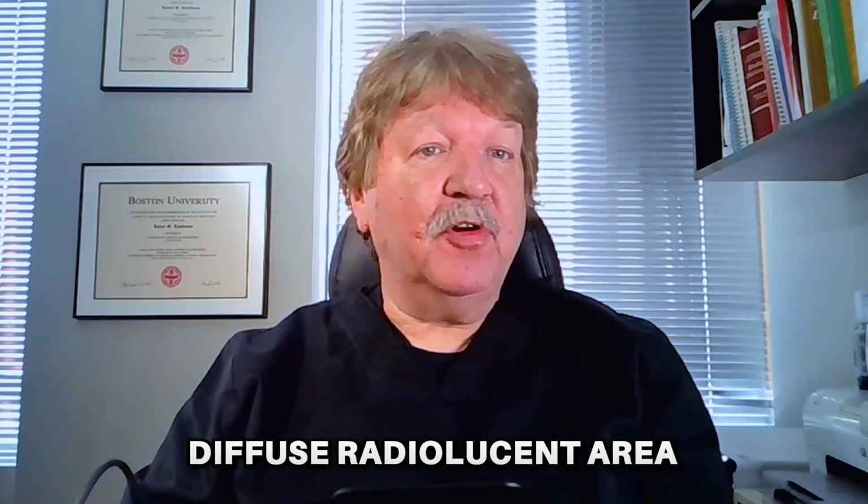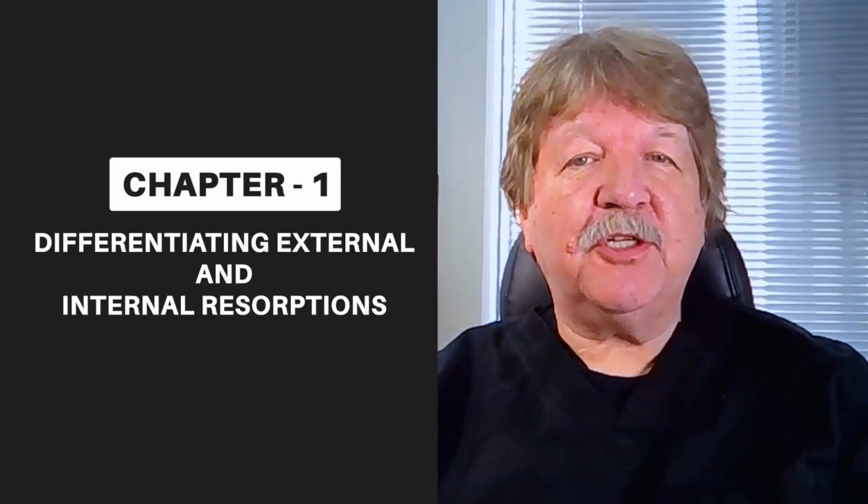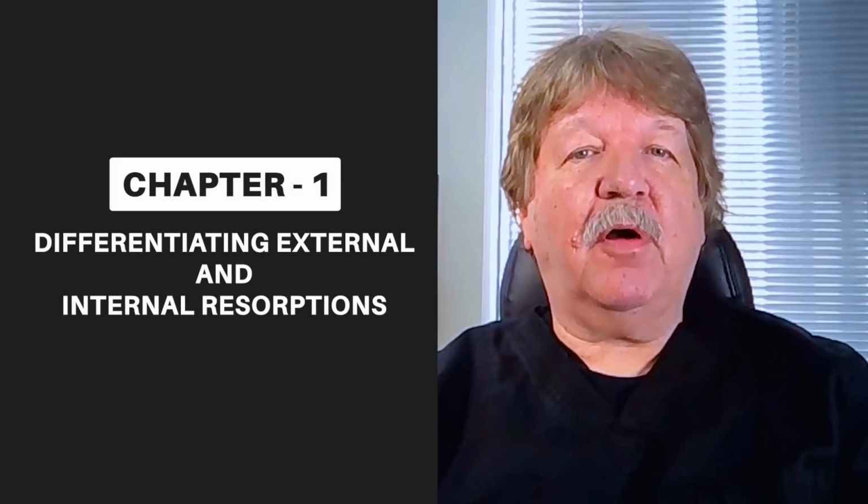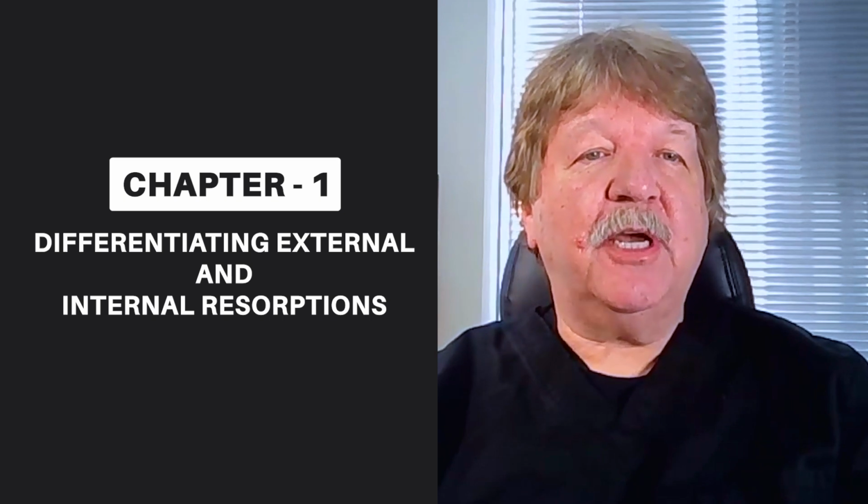Frequently, dentists will see a diffuse radiolucent area in the crown of a virgin tooth, usually close to the cement-to-enamel junction, and assume that's either caries or internal resorption. At this point, some clinicians will attempt to restore the resorbed area, while others incorrectly assume that endodontic treatment will solve the problem. It's important to differentiate the two types of resorptions because understanding the source of the problem is the key to how to manage and treat them.